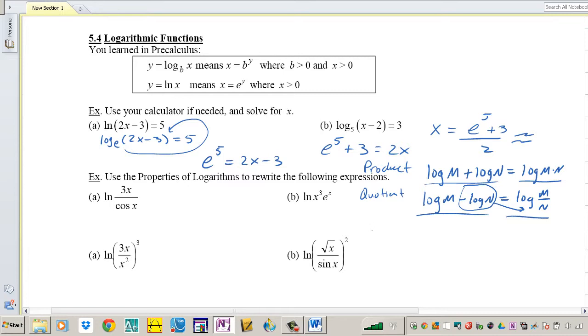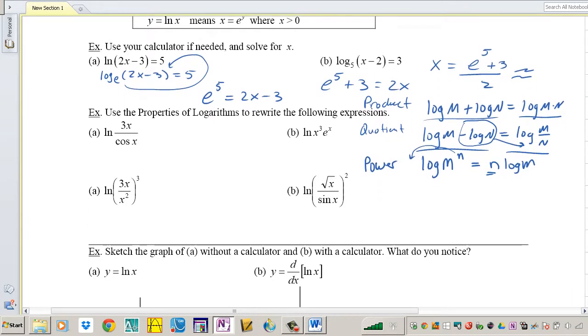Okay, last property, the power property of logs. Log base m of x to the n is the same as n times log base m of x. The power becomes a constant multiple, so the n goes to the front. It's kind of like the power rule, but you don't take it away. You don't take 1 away from n. You just simply leave it as a multiple. Okay, so let's use these properties.